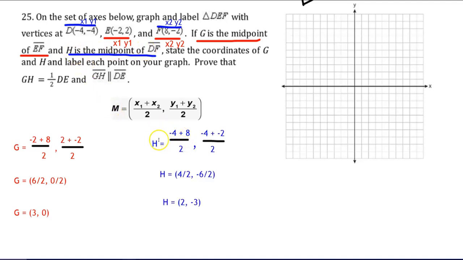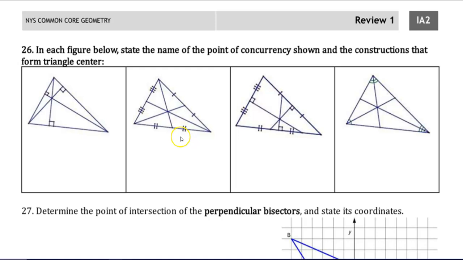All right, so you'll see here that I did -4 plus 8, -4 plus -2, right? I'm using the y1 and y2, the x1 and the x2, and that is labeled in blue. 4 over 2 and -6 over 2, that should give you 2, 3. That's my midpoints. Okay, moving on to the last page here.